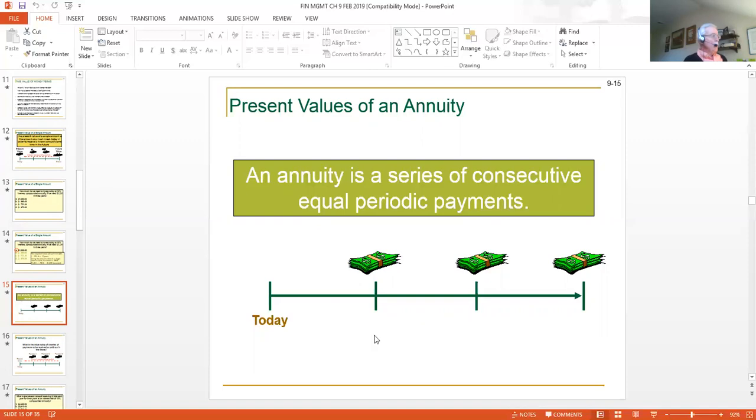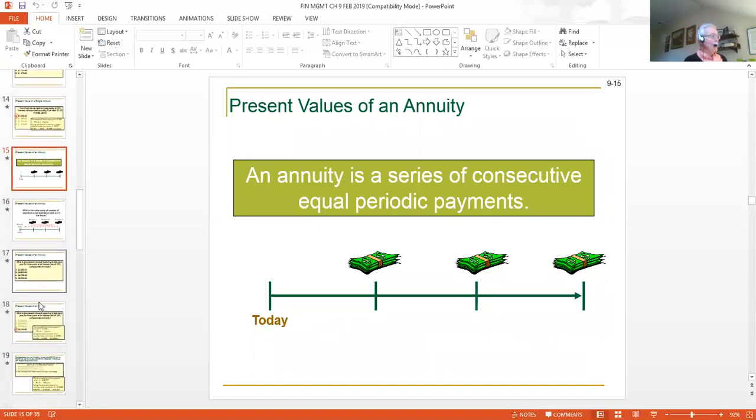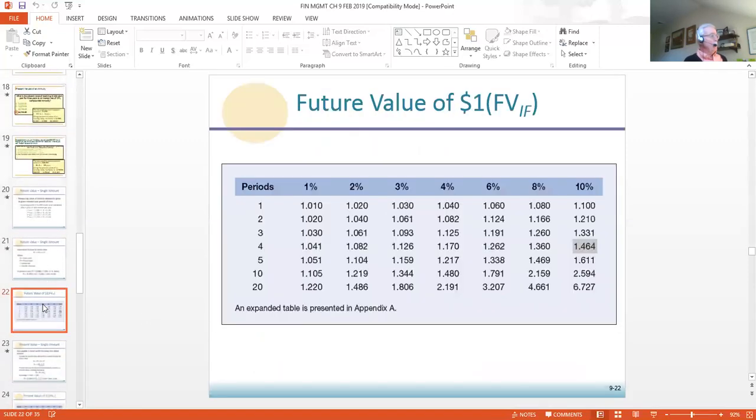I want to show you the tables, even though I want you to use Excel. Embedded in Excel, you have tables like this. This is a future value table. There's an amount colored in gray here on the right-hand side of the box. It's at the intersection of 4 periods and 10%. We have a factor of 1.464.